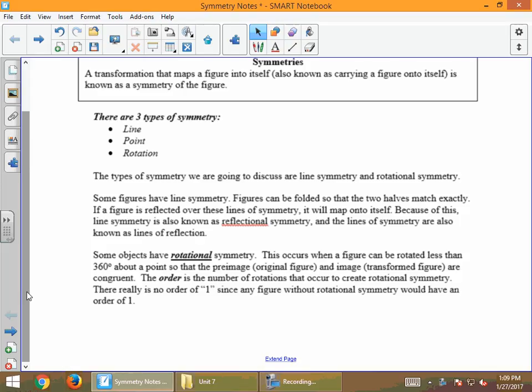The other type of symmetry is rotational symmetry. This occurs when a figure can be rotated less than 360 degrees and it will map onto itself. The order is how many times that figure can be rotated and still map onto itself. There is really no order 1, since any figure without rotational symmetry would have an order of 1 anyway. So order is always 2 or more.